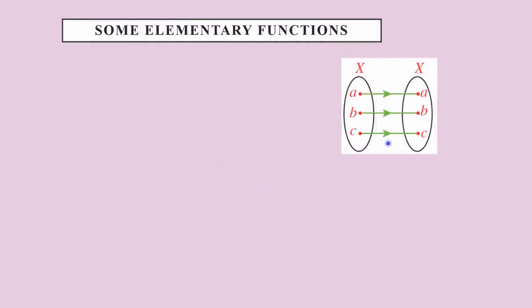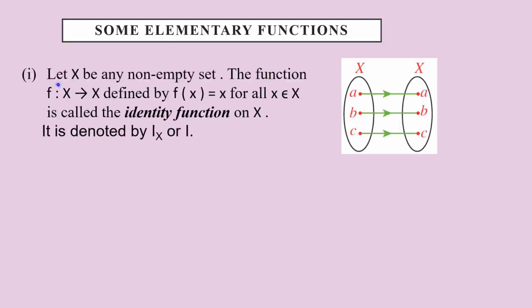Some elementary functions. Let us see this arrow diagram. Here both domain and codomain are the same set. It contains the elements A, B, C, that is both are identical, and A is mapped to A, B is mapped to B, C is mapped to C. So this is called the identity function. Let us see the definition.